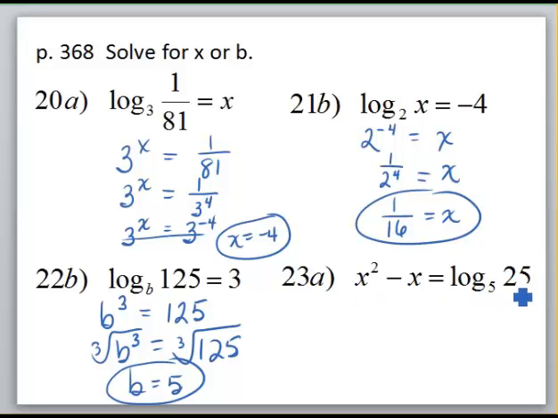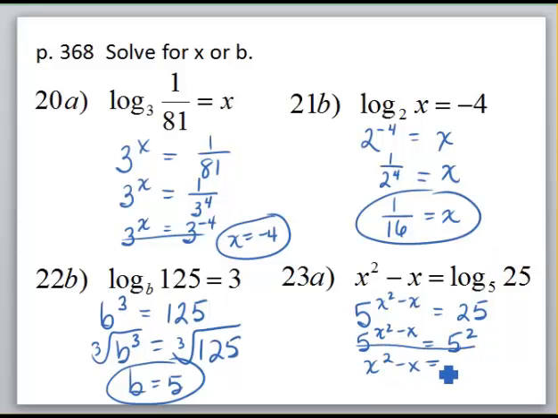This last problem is actually written backwards, but here's my base. The base is 5. The exponent is x squared minus x, and that equals 25. So I have 5 to the x squared minus x equals 5 to the second power. So I can cancel those parts out, and I have x squared minus x is equal to 2. I can solve this quadratic by factoring. So I'm going to squeeze this in right here. (x minus 2)(x plus 1) is how that factors. So that means my answers would be 2 and negative 1.